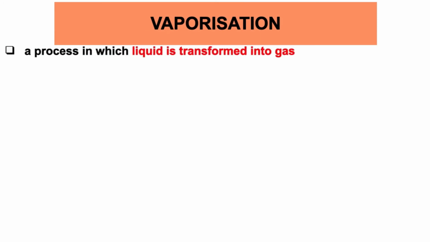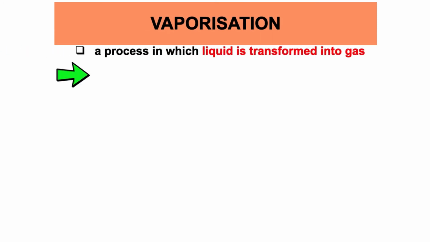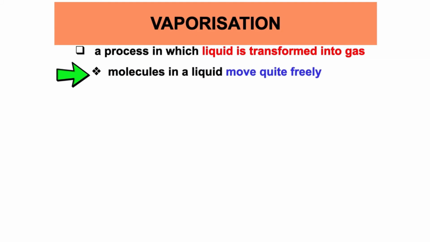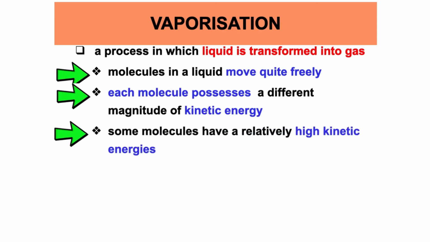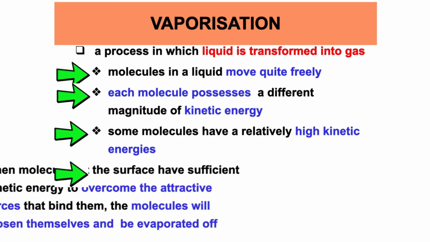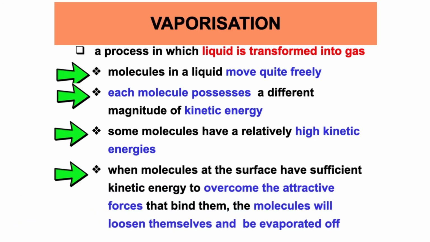How does the vaporization process occur? According to the kinetic molecular theory, liquid molecules gain energy and move quite freely. Each molecule possesses a different magnitude of kinetic energy, but some molecules have relatively high kinetic energies compared to the others. When molecules at the surface have sufficient kinetic energy to overcome the attractive forces that bind them, the molecules will loosen themselves and evaporate into a gas.